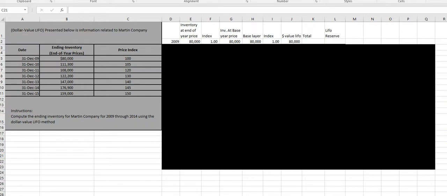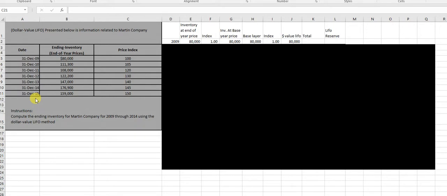For example, the second example in your handout, about dollar value LIFO. What dollar value LIFO does is it tries to remove inflation from inventory. So we've done one of these in class, but notice I have 2009 through 2015. You have to do one year at a time.